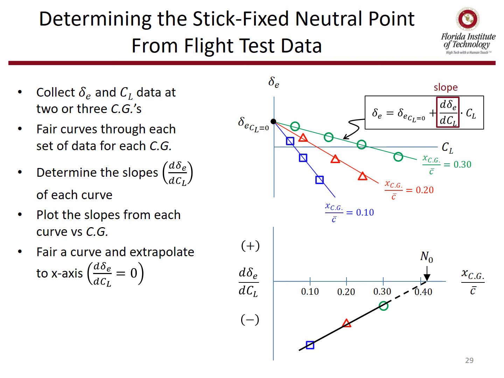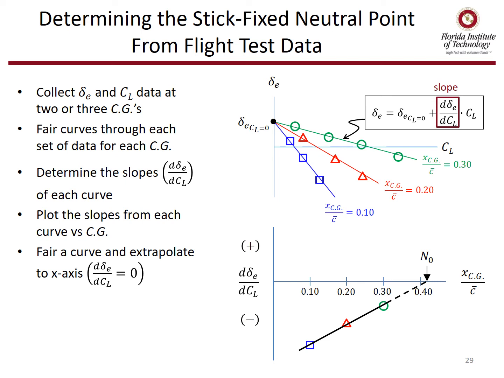So you'll see the slope for the blue line is the most negative, and on the plot on the bottom, it corresponds to 10% mean aerodynamic chord, and its y component is the most negative. The red triangle at 20% mean aerodynamic chord has a slightly shallower slope but still negative, and then the green circle at 30% mean aerodynamic chord has an even shallower slope, and so we're starting to see those slopes march their way up to 0 slope.